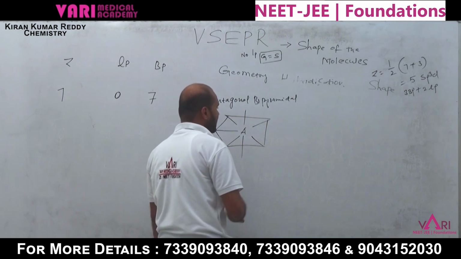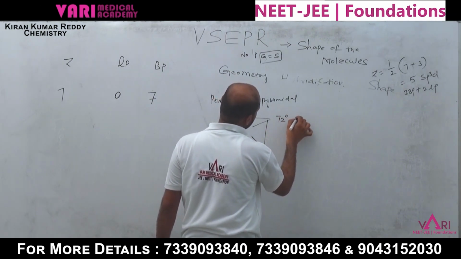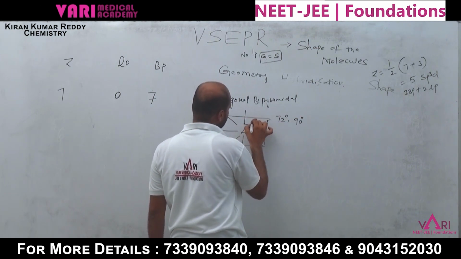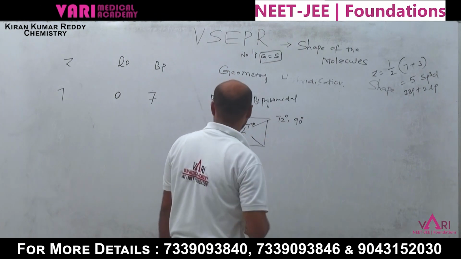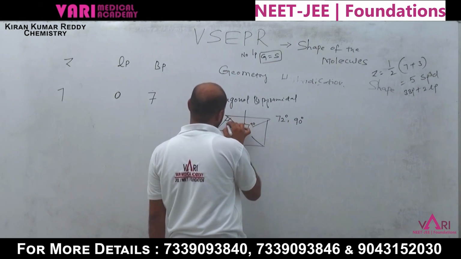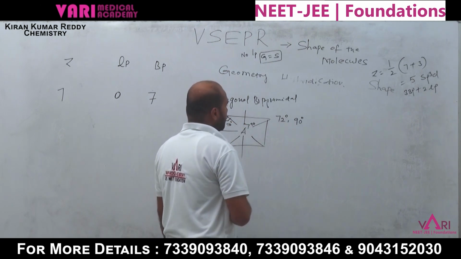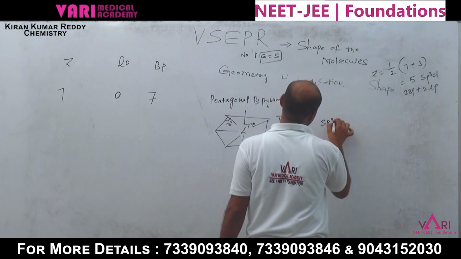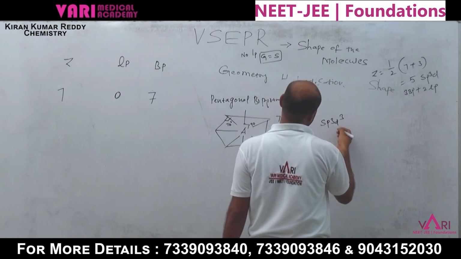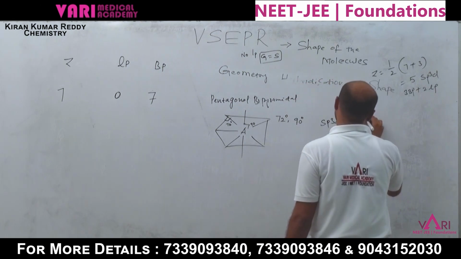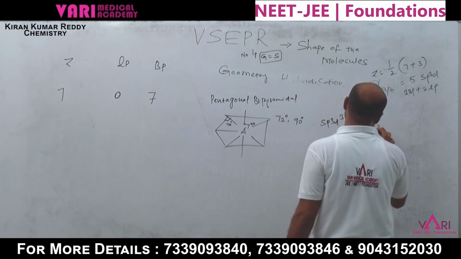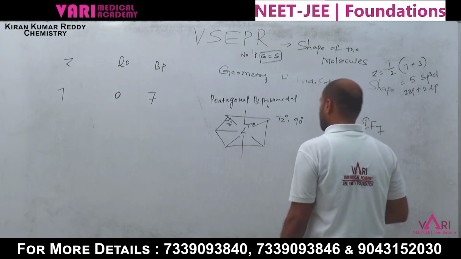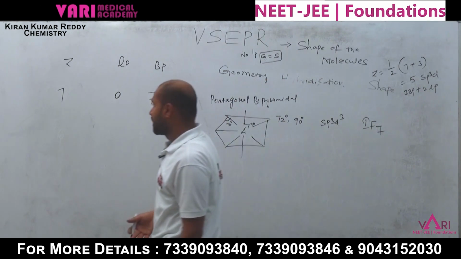What is the bond angle? 72 degree and 90 degree. Inside this one is the 90 degree and the remaining are 72 degree. This one is 72 degree. Next, pentagonal bipyramidal hybridization is sp3d3. 7 means sp3d3 only. Example IF7, shape also pentagonal bipyramidal, IF7, not IF3, IF7. Here how many bond pairs are present? 7 bond pairs are present.